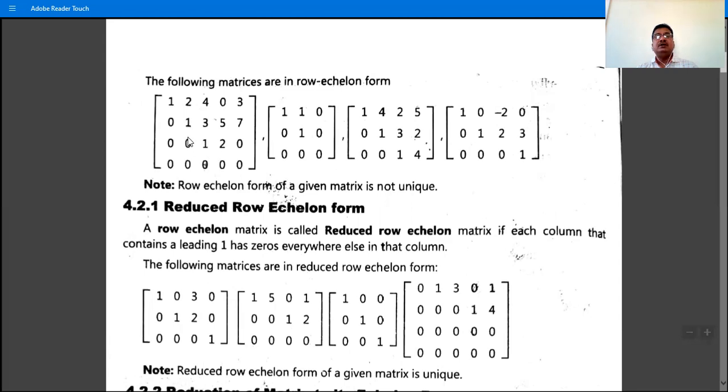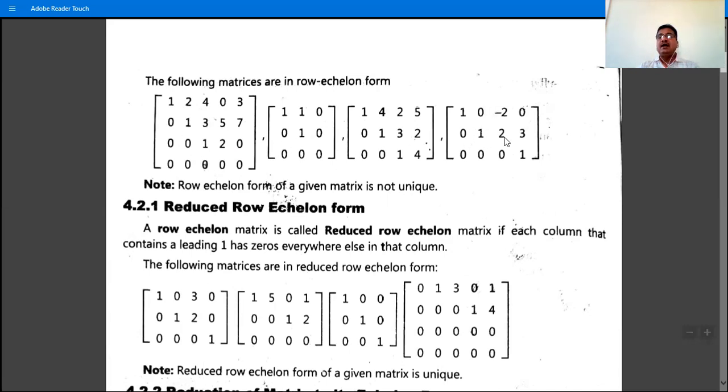It is not below the leading one of the upper row, nor to the left of it. If it were at that place, then we would say the matrix is not in row echelon form. So the leading one of the lower row must be one place or two places to the right. The leading one of the lower row is at this place or this place or this place. So these three properties are satisfied in this matrix, and therefore this matrix is in echelon form.